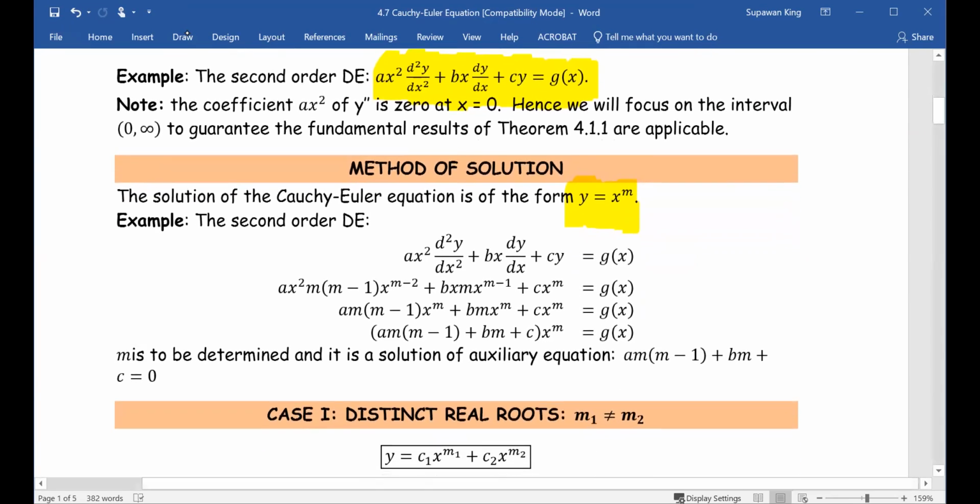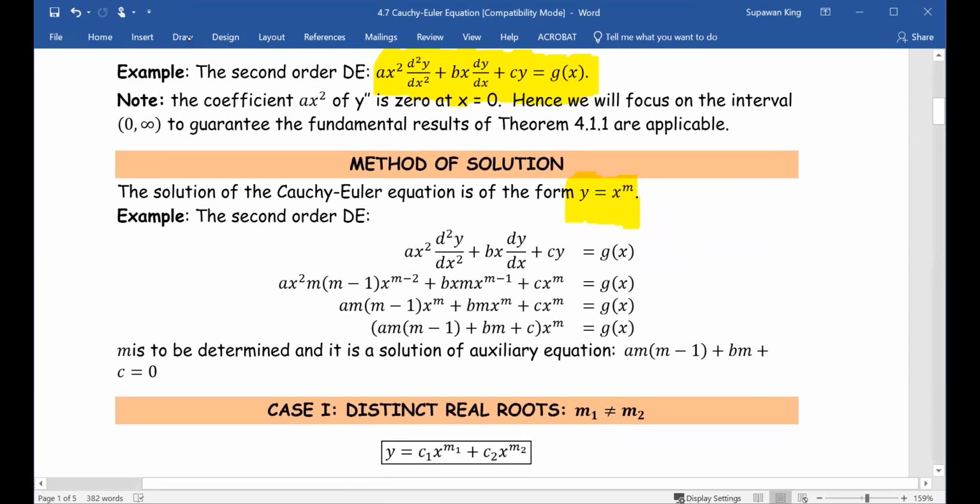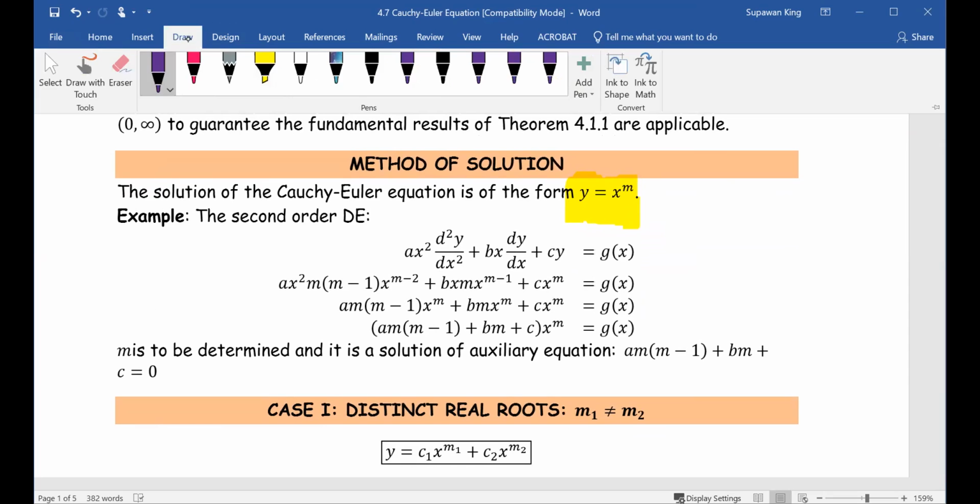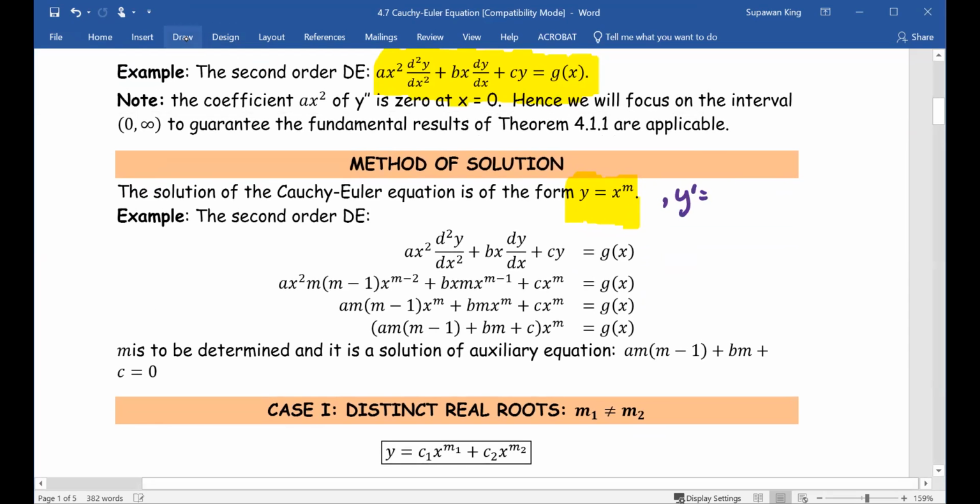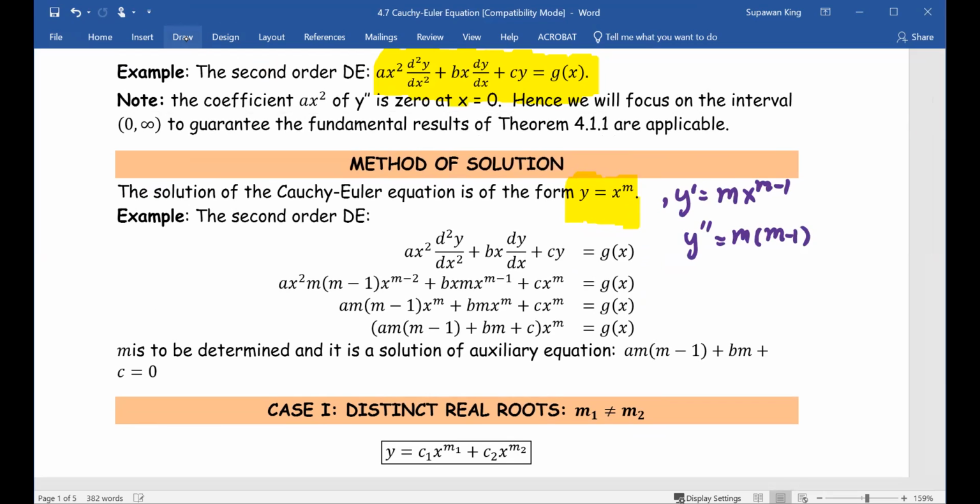So if y equals x to the m is a solution, the first derivative is m x to the m minus 1. The second derivative is m times m minus 1, x to the m minus 2, multiplying with the current power each time. If you keep going, it's m, m minus 1, m minus 2, x to the m minus 3, and so forth. The coefficient changes based on the current power of x.